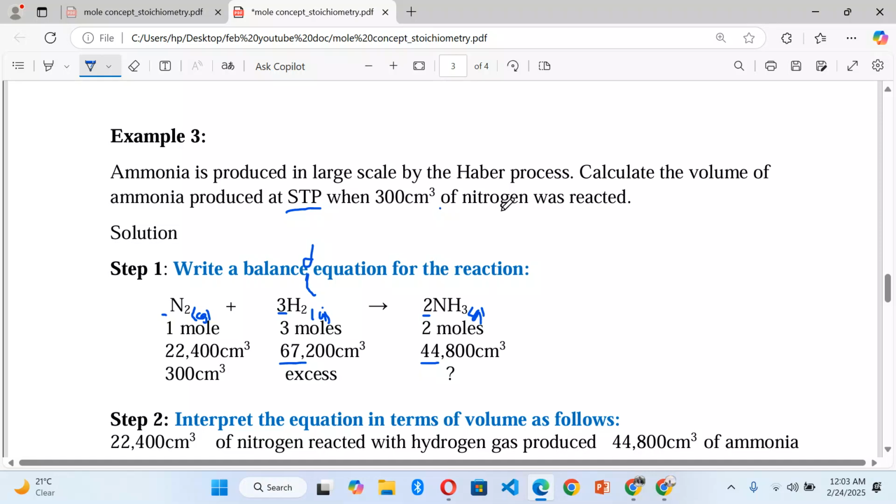They have said that 300 cubic centimeters of nitrogen is the one which reacted, and they want us to know how much ammonia gas has been produced. That's why you have put a question mark.